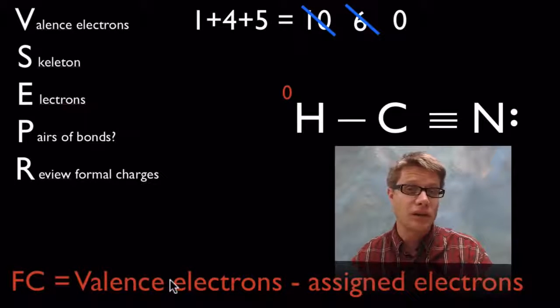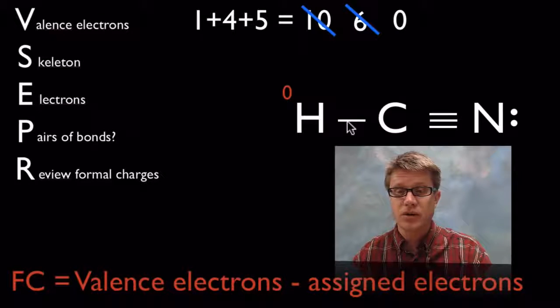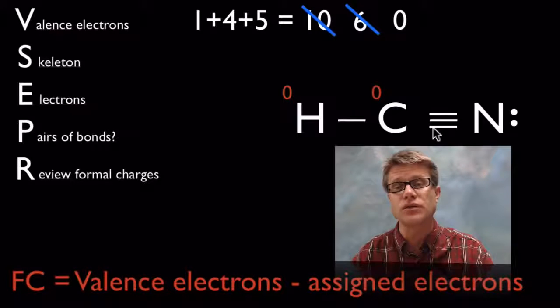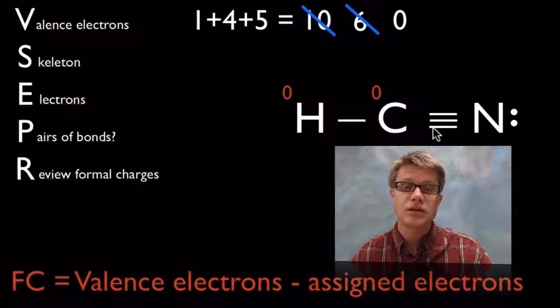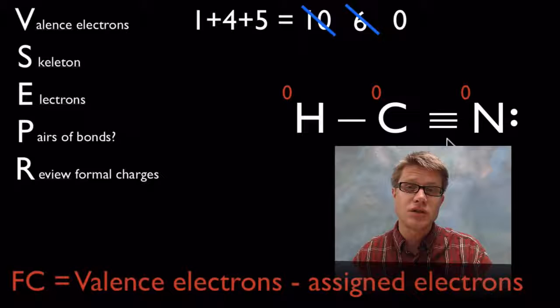Let's go to carbon. How many valence electrons? It's going to have 4. How many is it sharing? Well, it's sharing 1 here, 1 here, 1 here, 1 here, so it's sharing 4, so it also has a formal charge of 0. Let's go to nitrogen. Nitrogen has 5 valence electrons. It's got these 2 just to itself, but it's also sharing these 3 over here, so it's got a formal charge of 0. If I get formal charges of 0 all the way across, I'm happy. That means I've got a pretty good model. So let's go on to another one.